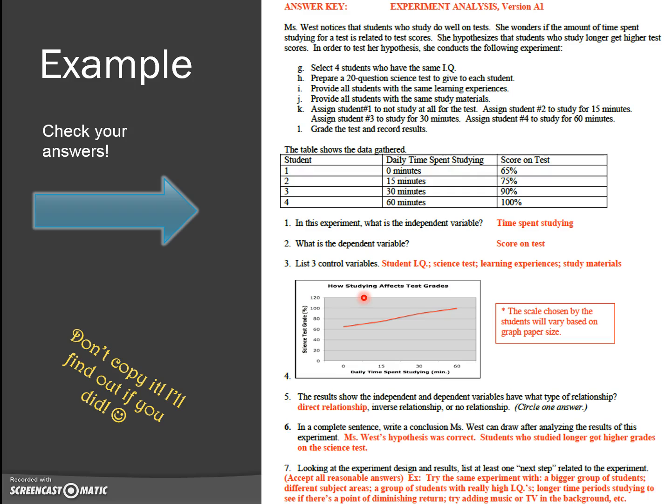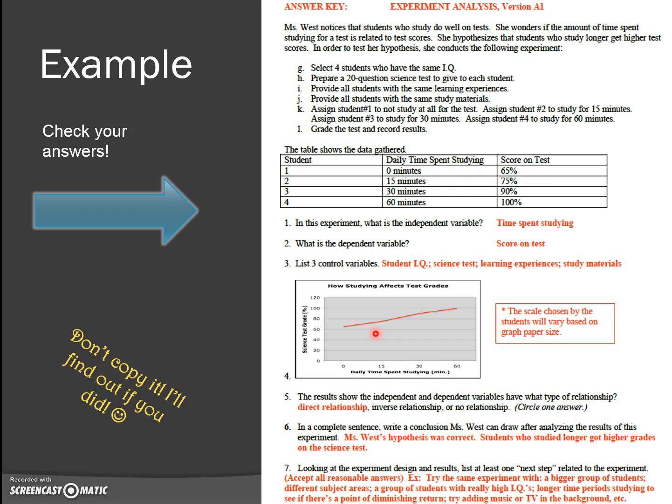For number 5, the results show the independent and dependent variables have what type of relationship? That would be direct. You probably didn't know this before, but direct relationship means as the x increases, the y also increases. So as your daily time spent studying increased, we also went up in the test grade. So this would be direct, okay? Inverse would mean as one increases, the other one decreases, so your line would go down like that, and no relationship would just be random all over the place.